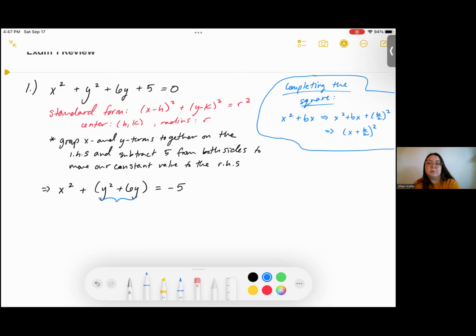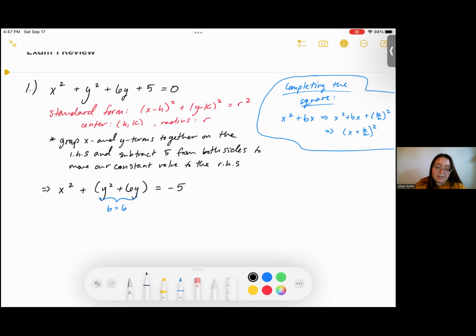So first thing we need to do is identify what the value of b is in the y squared plus 6y. And if we look at completing the square, we know b is going to be the number right in front of the single y term. So we have plus 6y, which means that b would have to be 6.